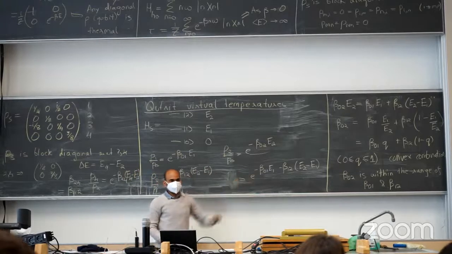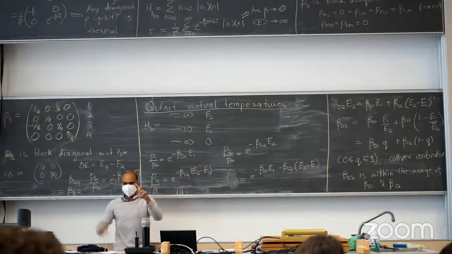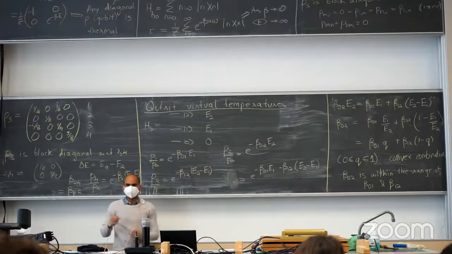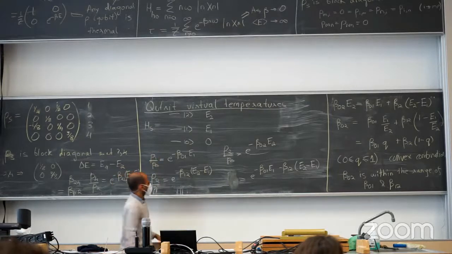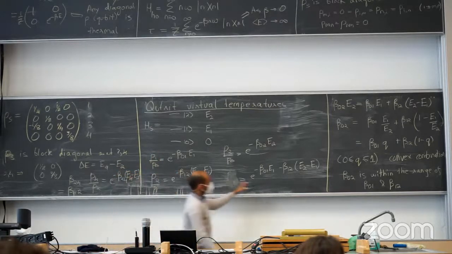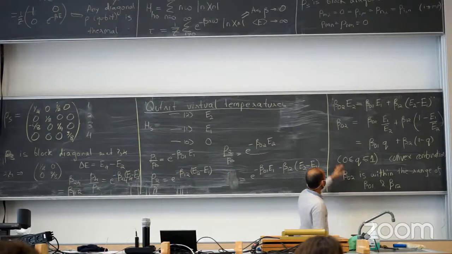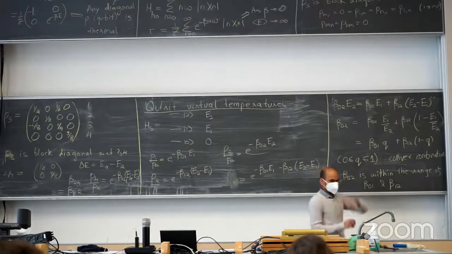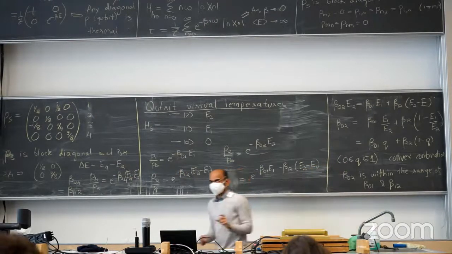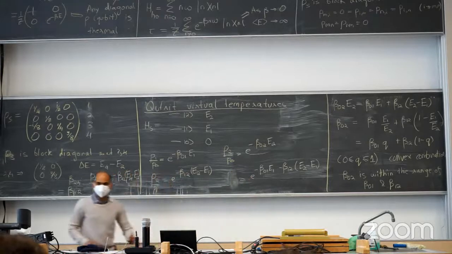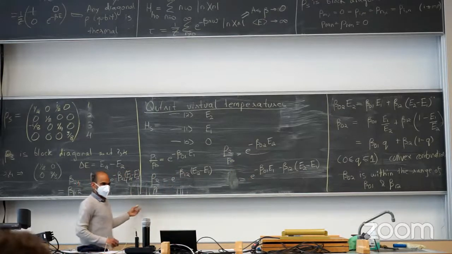I could take the virtual temperature of one of the transitions, the virtual temperature of the other one, and the virtual temperature of the sum of the two transitions. And so this fact will always be true, that the virtual temperature of the sum of the transitions is in between the other two. Okay. Is there any question?